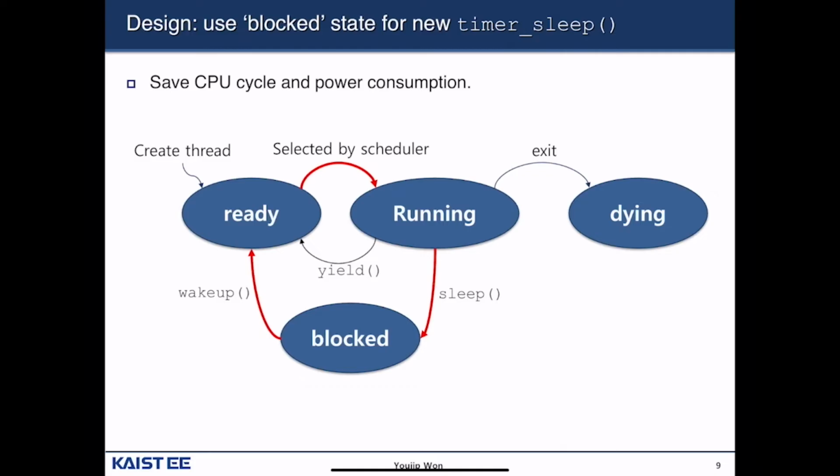The objective of this project is to make the timer sleep more efficient. We're gonna introduce the block state, and then we're gonna implement the timer sleep using the blocked state. So when a process calls timer sleep, the operating system puts it to the block state. And then the operating system is responsible for waking up the blocked process, frequently checking the timer interrupt. Using this approach, the operating system can save CPU cycles, and then also, more importantly, it can save power consumption.